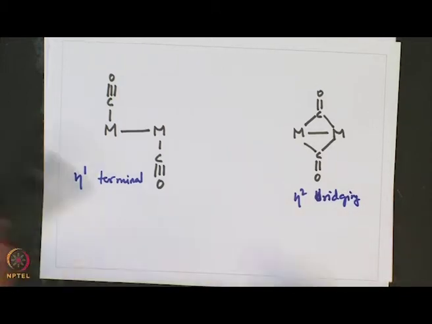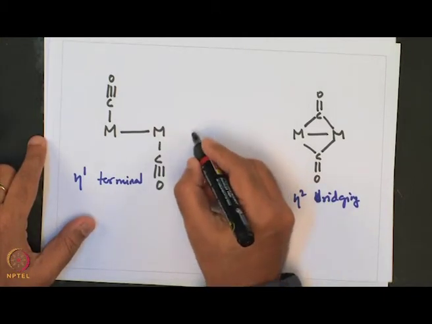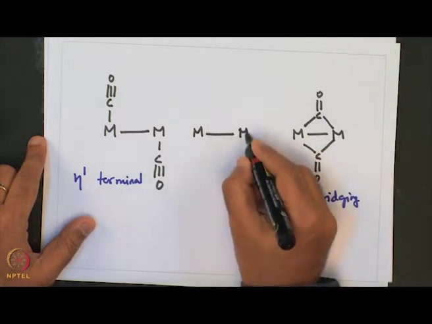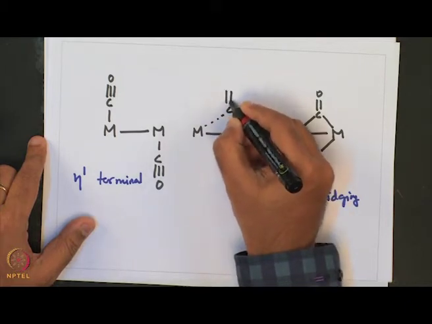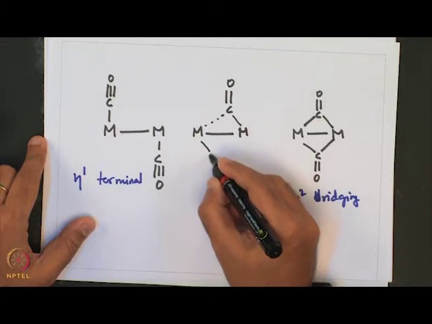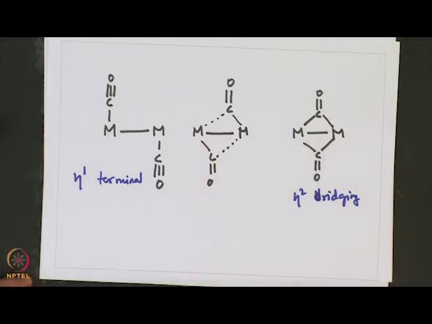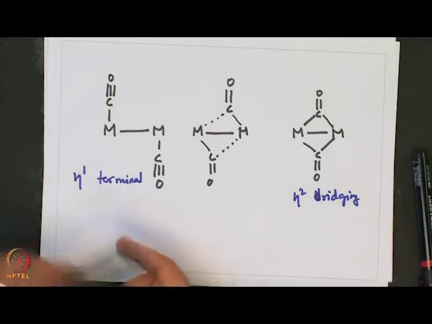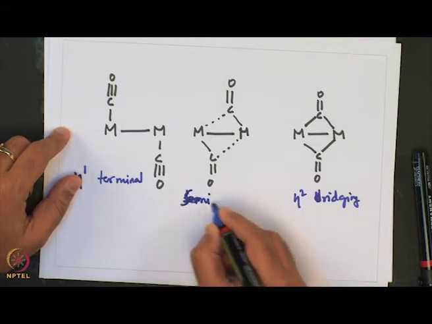Now, there is a structure which is intermediate between the two, and that is called semi bridging, and semi bridging structure means that the carbonyl is not halfway through bridging between the 2 metal centers, it is interacting more strongly with one center as opposed to the other center. This is semi bridging.